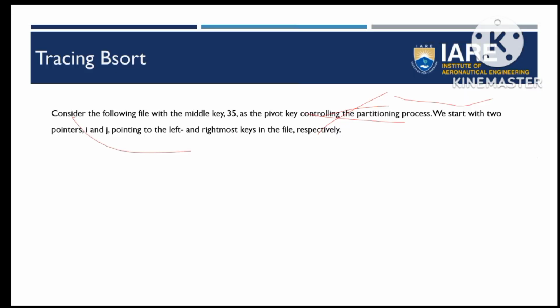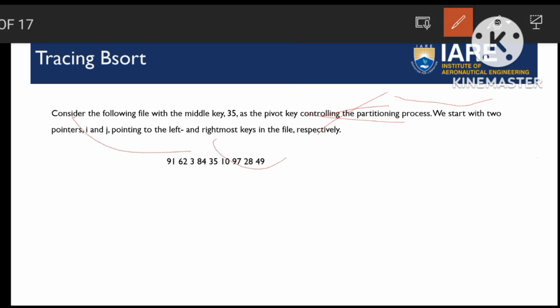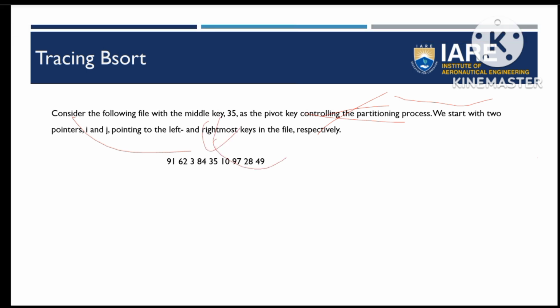Consider these keys: 91, 62, 384, 34, 10, 95, and the middle element is 35. Now consider the pointers from the beginning and the end as I and j, the starting and last pointers.